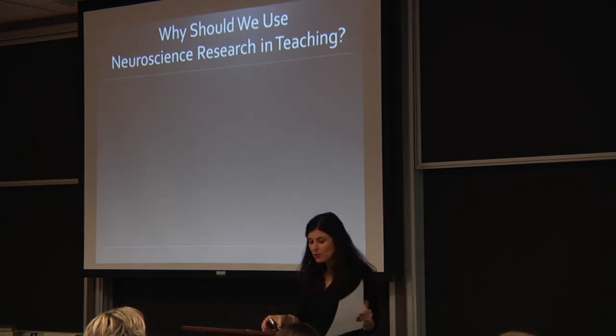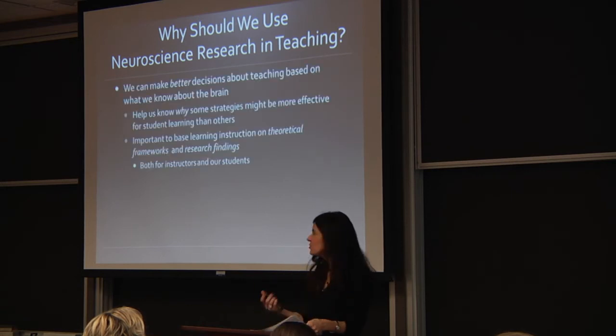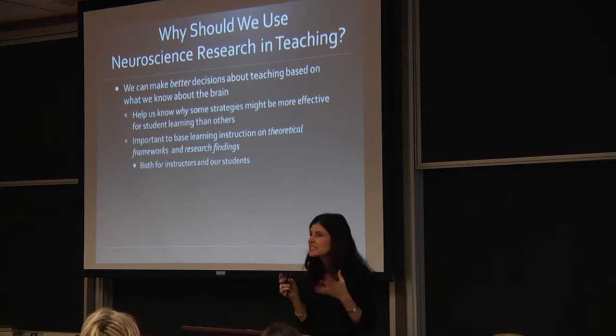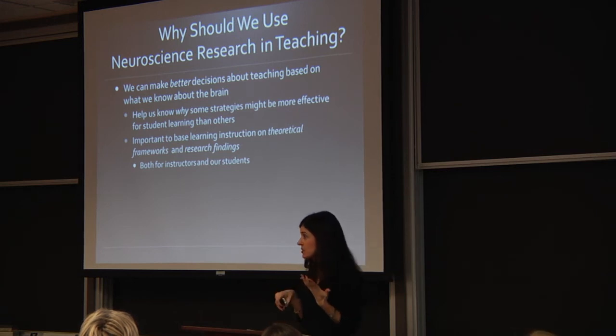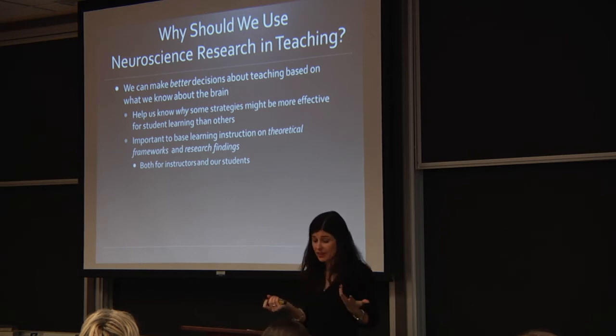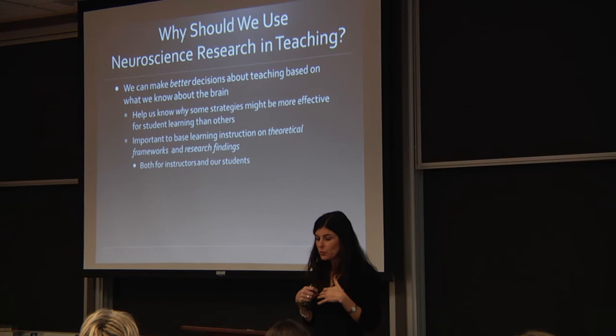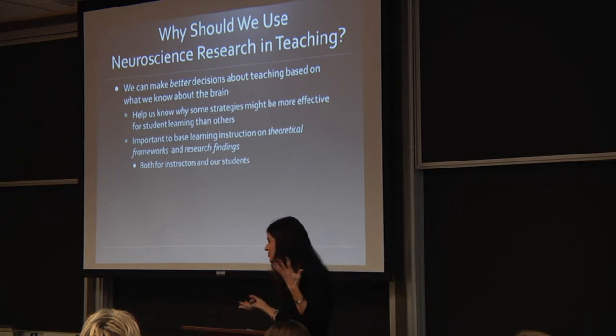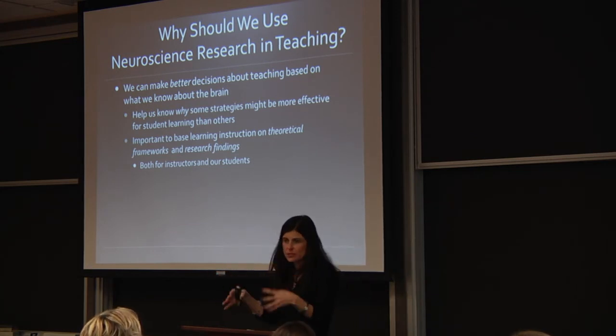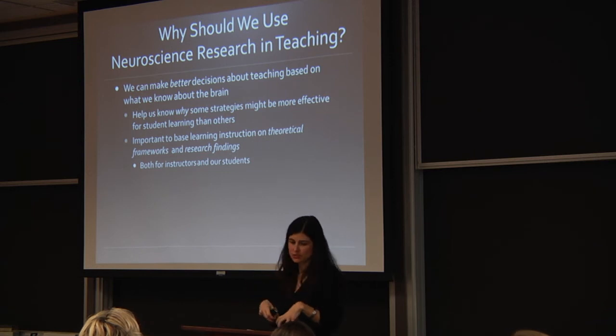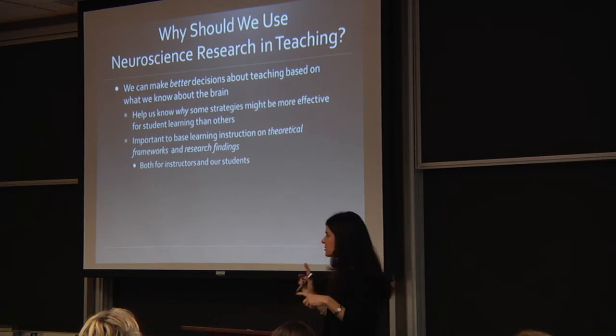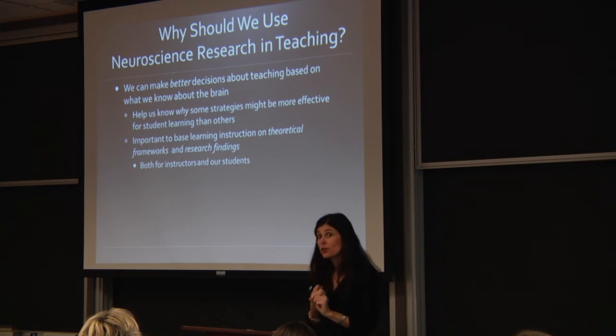From my perspective, I think we can use neuroscience research to make better decisions about our teaching strategies. It can help me understand why some of the strategies I use may be more effective and other strategies are less effective. I also think we need to base it on theoretical frameworks and specific research findings. There's so much great research out there and lots of great teachers like you all. Why not use the research and the skills that we know and incorporate that into our classroom? And I think this is important not just for ourselves, but for our students.